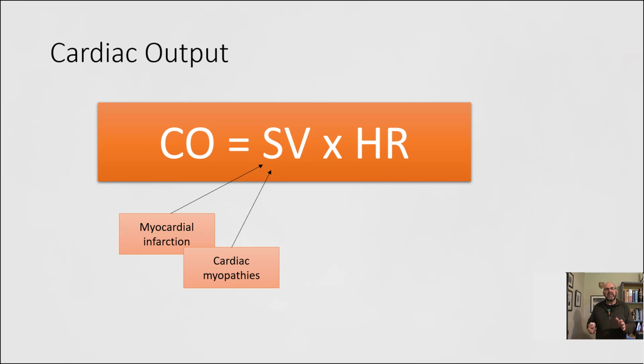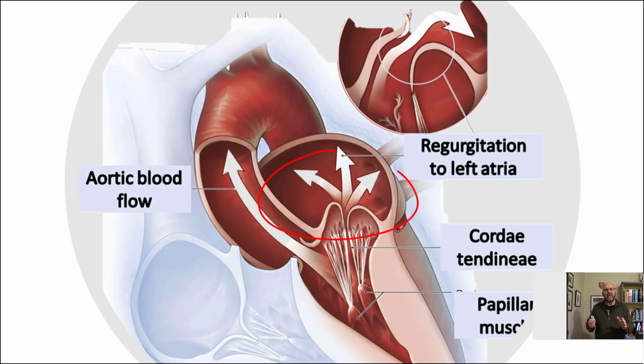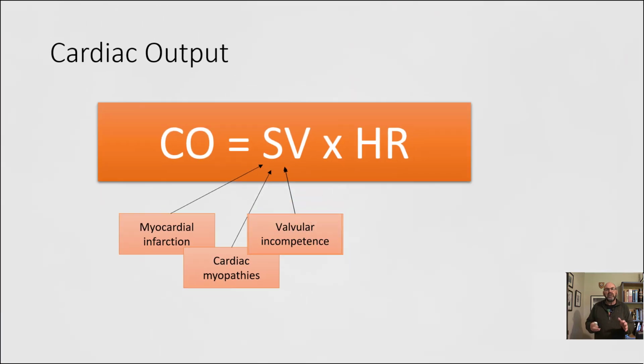The second way that stroke volume can fall is through incompetent valve action. For instance, should the mitral valve prolapse, the increased pressure during systole will force some of the blood through the valve and back up into the atria. This decreases the volume and the pressure available to open the aortic valve and results in less blood entering the systemic circulation.